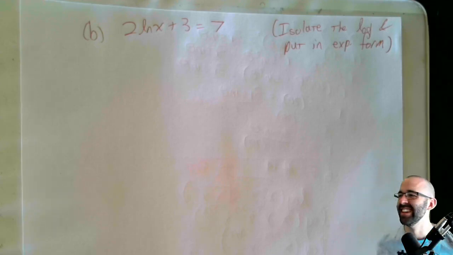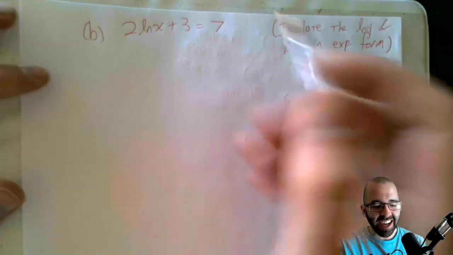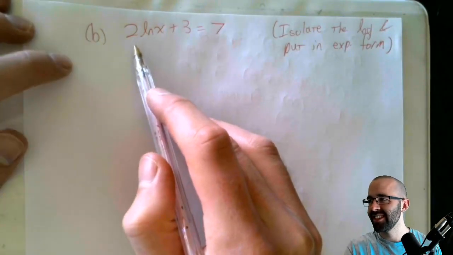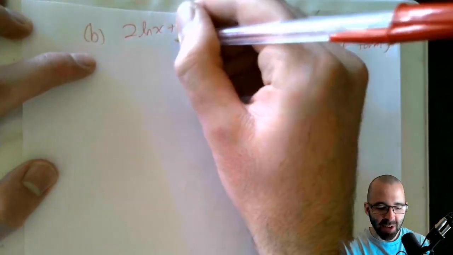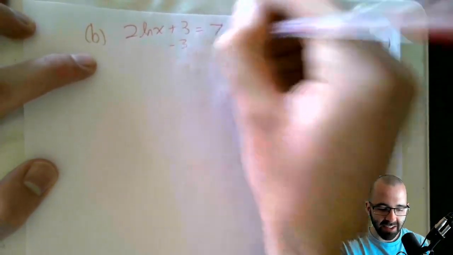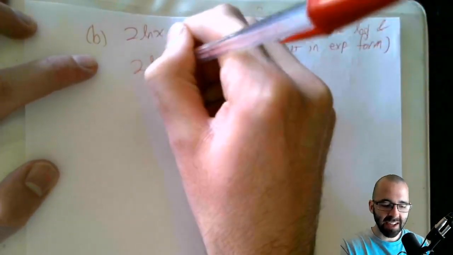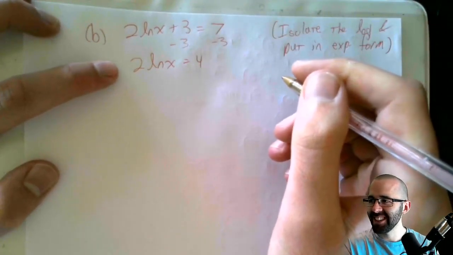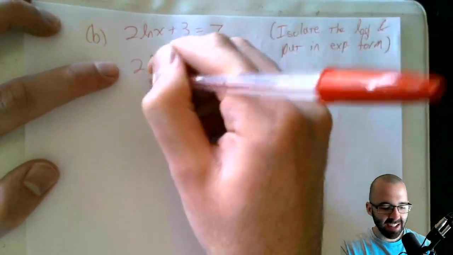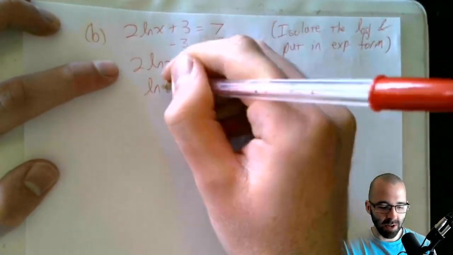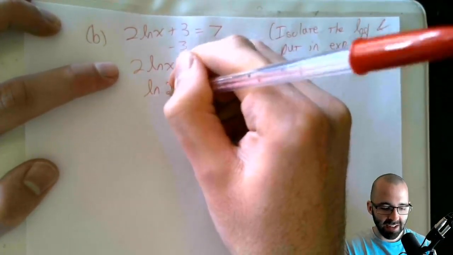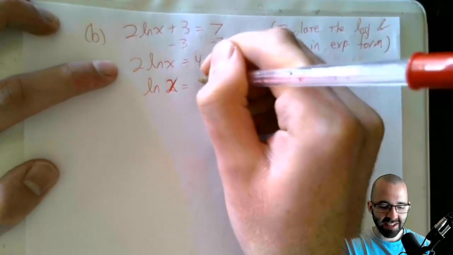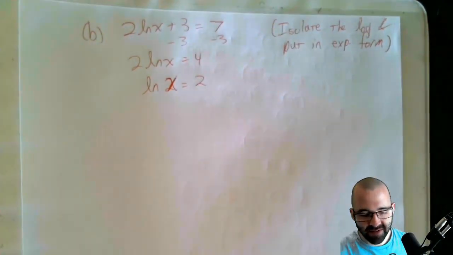Oh no. All right, we need to isolate the logarithm first. Okay. So subtract 3 from both sides. We have 2 ln x equals 4. And divide both sides by 2. To get that natural log of... Whoa. Natural log of x equals 4 divided by 2, which is 2.